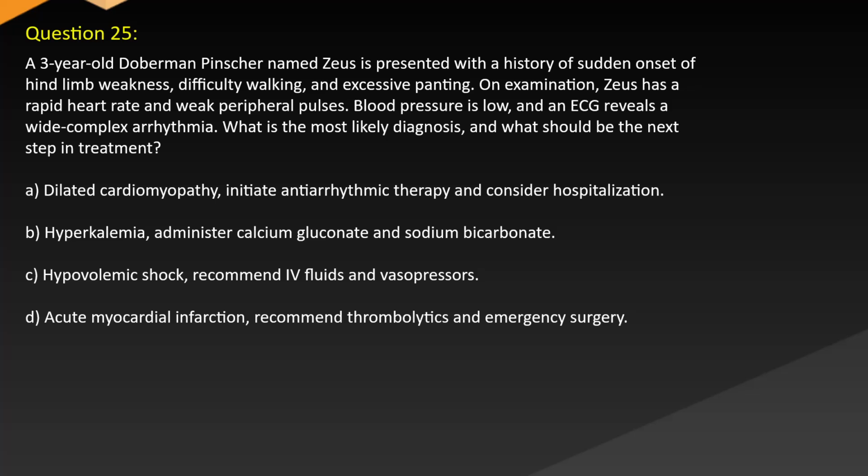Question 25. A 3-year-old Doberman Pinscher named Zeus is presented with a history of sudden onset of hind limb weakness, difficulty walking, and excessive panting. On examination, Zeus has a rapid heart rate and weak peripheral pulses. Blood pressure is low and an ECG reveals a Y-complex arrhythmia. What is the most likely diagnosis and what should be the next step in treatment?